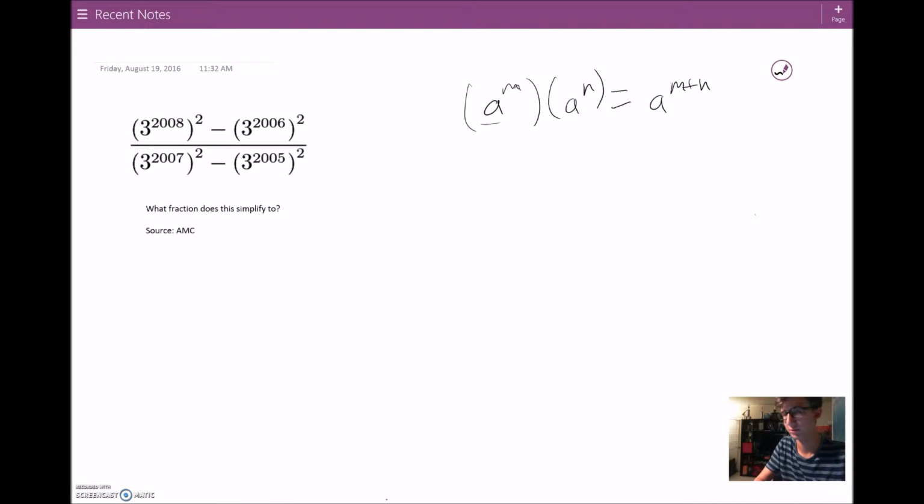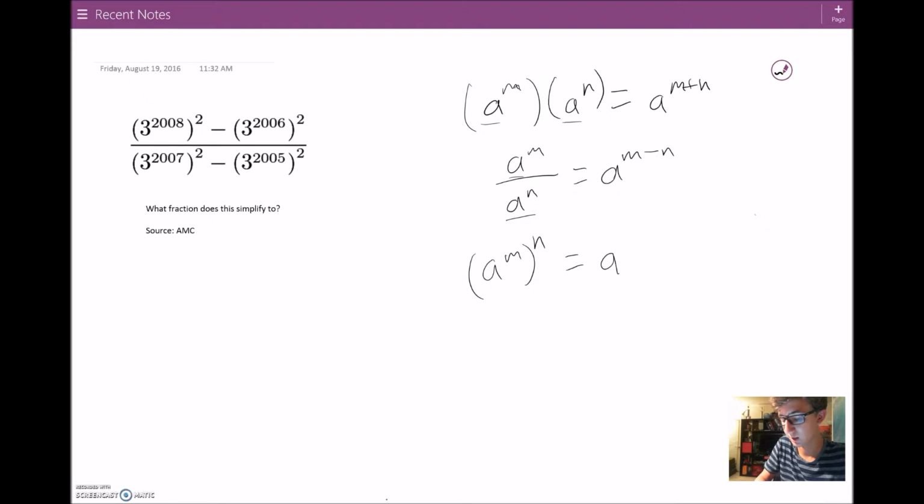Actually, I'm not sure we'll have to use it. We probably won't, but it's good to know. Then a to the power of m divided by a to the power of n. Make sure you see that they're the same base. That's when you can add them and subtract them. So this is going to be a to the power of m minus n. And then a to the power of m to the power of n is the same thing as a to the m times n.